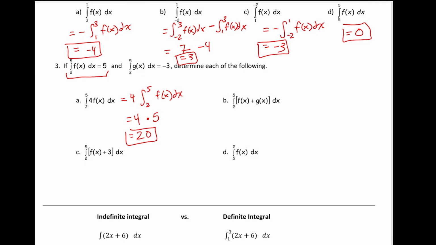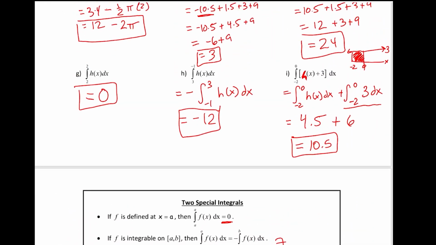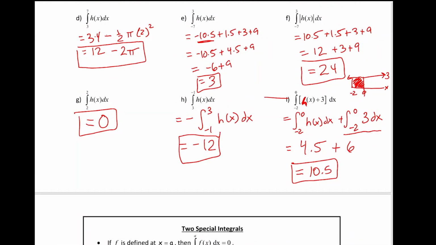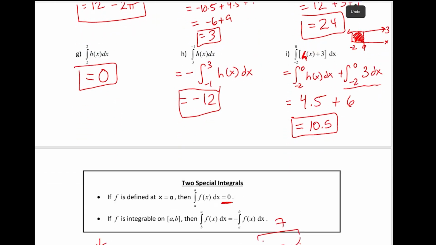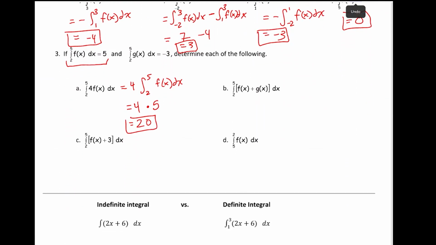For b, we've got the integral of a sum of functions. And just like we did back on the front page when it was h of x plus 3, this one right here, we can split this up as well. And so we can rewrite this as the integral from 2 to 5 of f of x dx plus the integral from 2 to 5 of g of x dx, both of which are given. The first one equals 5. The second one equals negative 3, so I'm going to get 5 minus 3, which is 2.